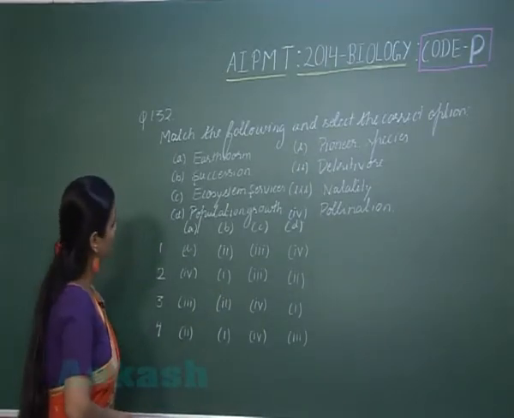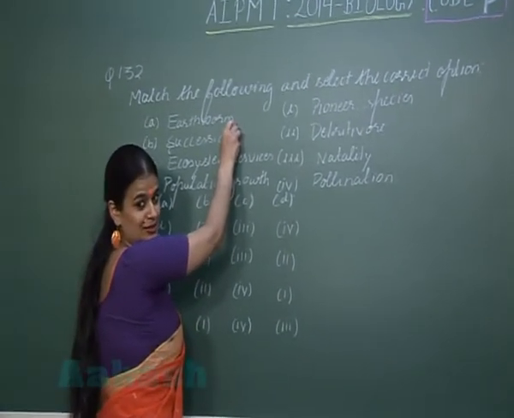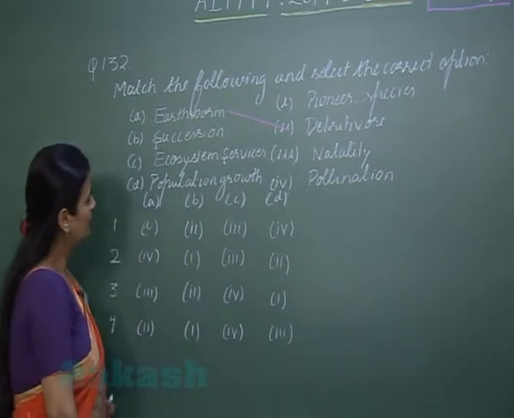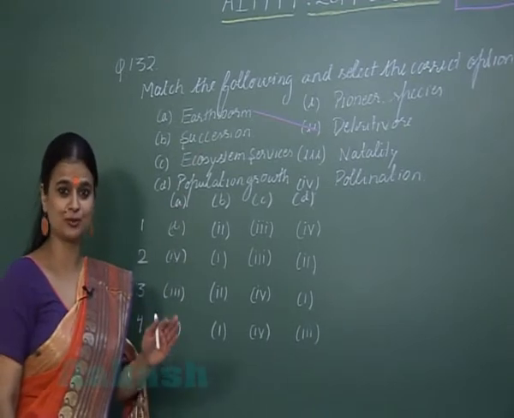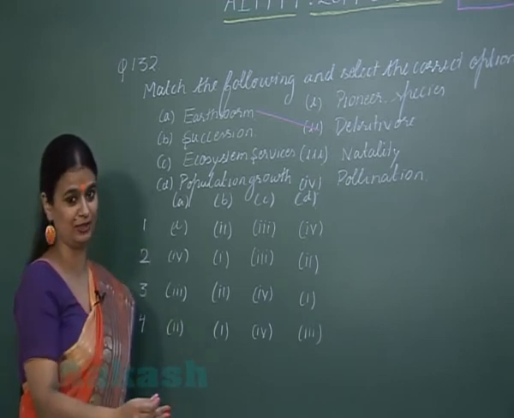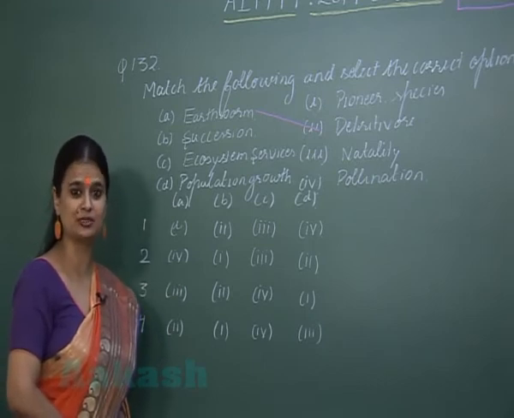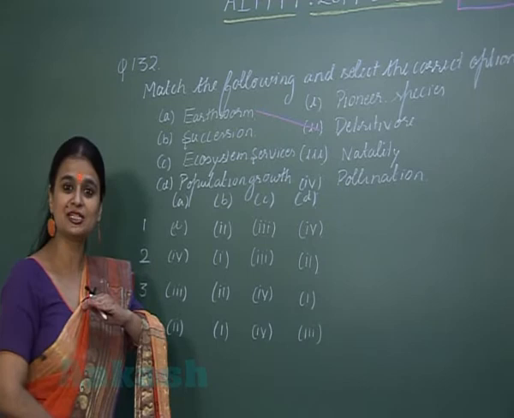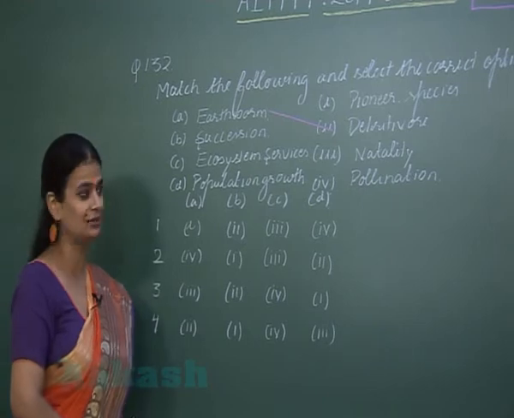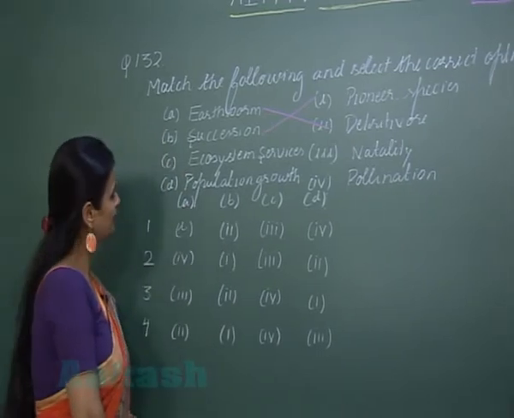Now question number 132. Earthworm is involved in the fragmentation of detritus, that is dead remains. So earthworm is a detritivore. In the succession process, the first community which is formed is known as the pioneer community, and the species which are part of the pioneer community are known as pioneer species. Like if succession occurs on a rock surface, the pioneer community is formed by lichens. So succession is associated with pioneer species.